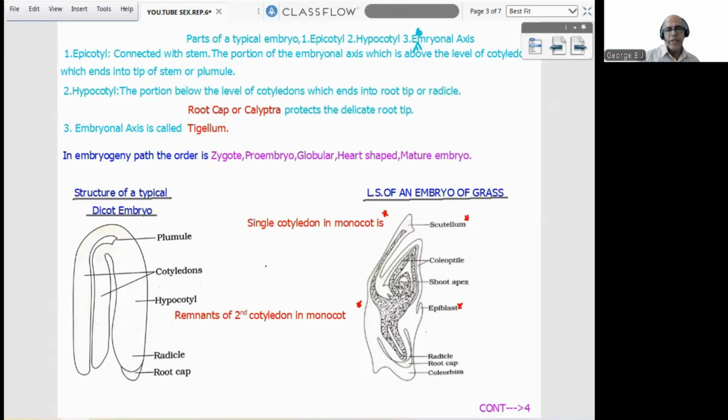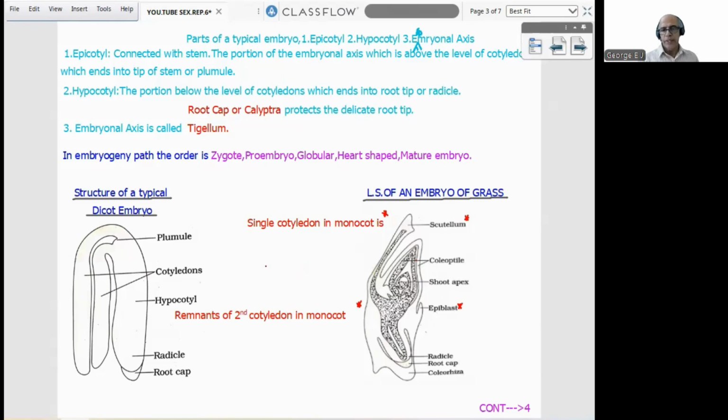Root tip is very delicate, so it has to be protected. That is done by a structure called root cap or calyptra. And the last part is embryonal axis, which is otherwise called tigellum. So three areas clear, I think. And in embryogeny, there is an order. Starts with the zygote, followed by proembryo, then globular stage, heart shape, and mature embryo. Now we can find two NCERT diagrams. Both are important for theory as well as practicals.